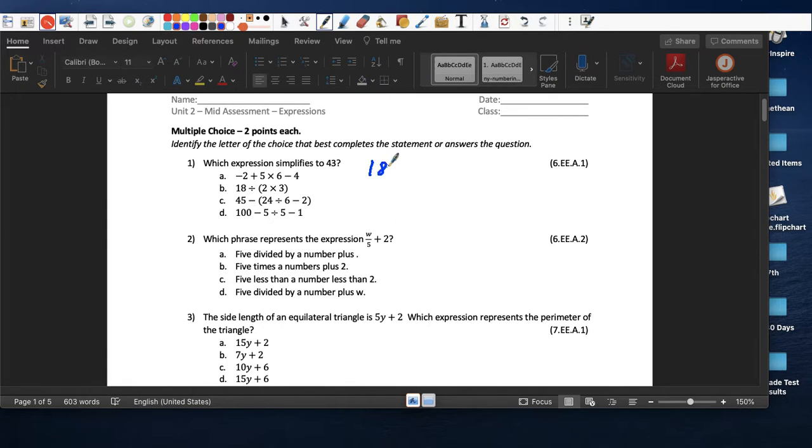Next one, 18 divided by 2 times 3. Well, we do parentheses first. What's 2 times 3? 6. And 18 divided by 6 is also no way going to give me 43.